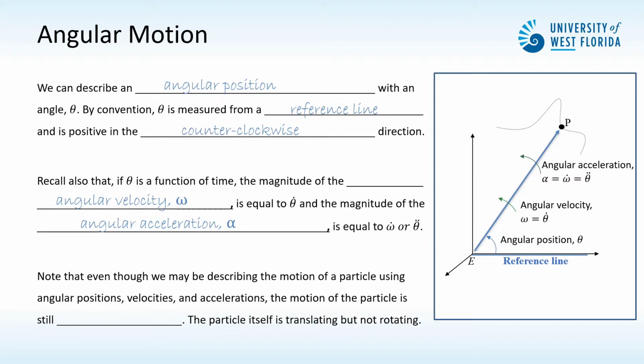Note that even though we may be describing the motion of a particle using angular positions, velocities, and accelerations, the motion of the particle is still curvilinear. The particle itself is translating but not rotating. We will define theta, omega, and alpha more formally as vector quantities later, but for now, just be aware of these terms and what they represent.